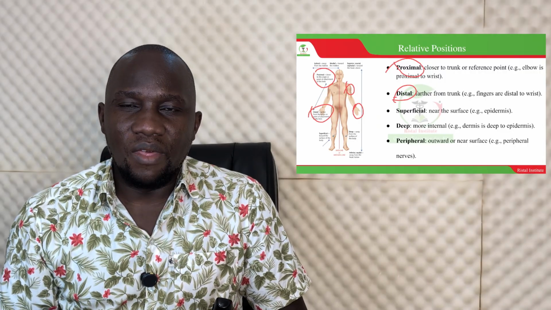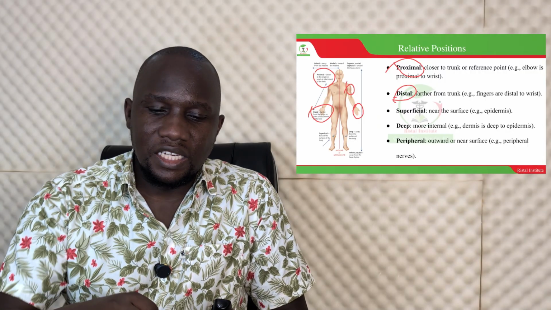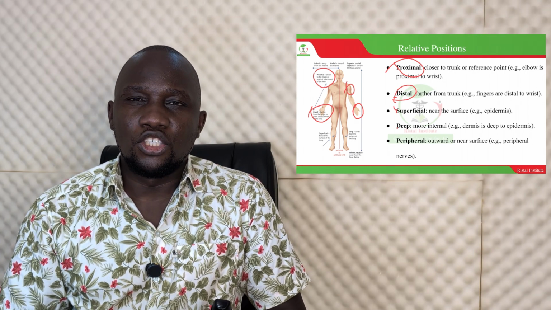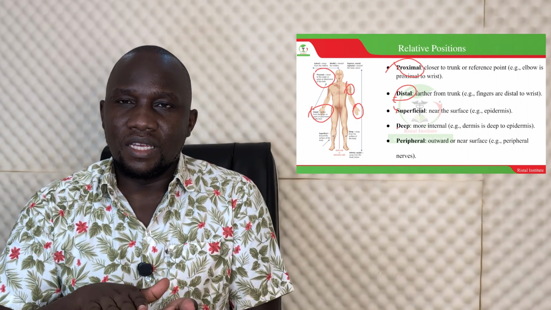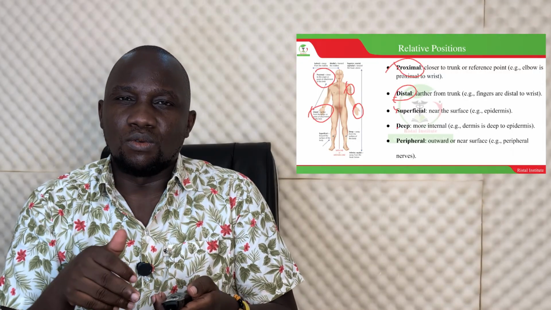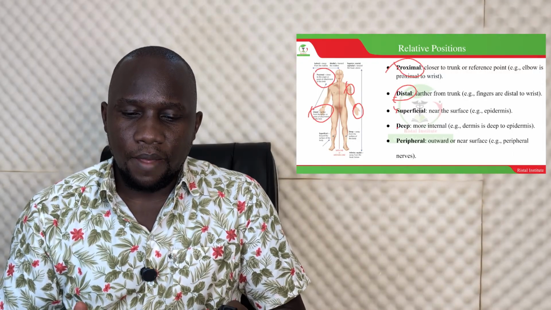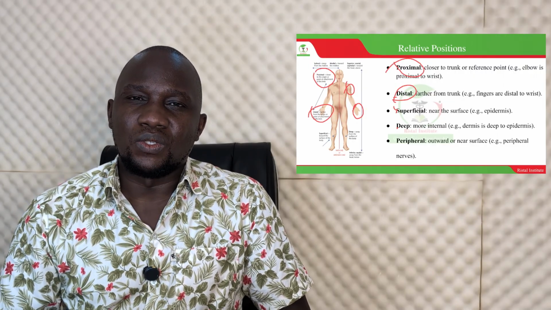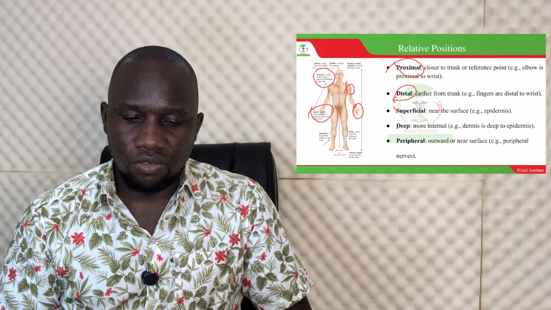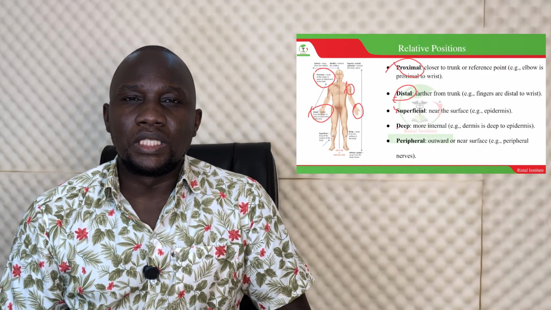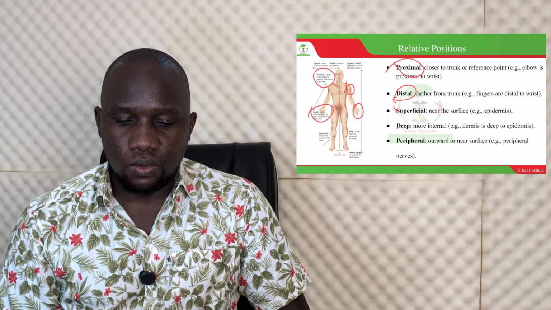And then we have superficial and deep. These also move together. Something superficial is on the surface, and something which is deep, you have to cut through to reach that part. So internal organs are deep, and the skin and some muscles are superficial. We can still have some superficial muscles and also deep muscles.